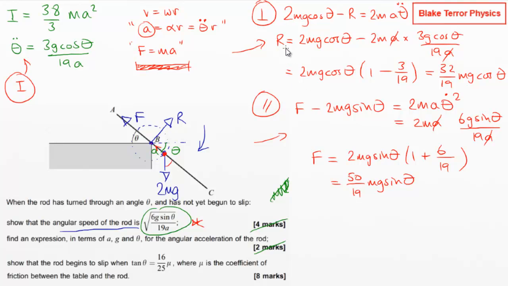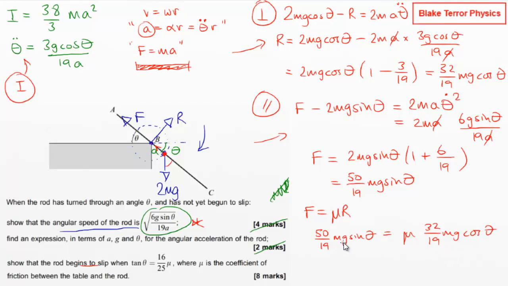So anyway, we worked out F and R, and now we can do our usual bit, which again we're familiar with, friction, that we're at the point of slipping. So F is going to be equal to mu R. So we need to put all of that in. So what have we got now? We've got F, so 50 over 19 mg sine theta is equal to mu times 32 over 19 mg cos theta.